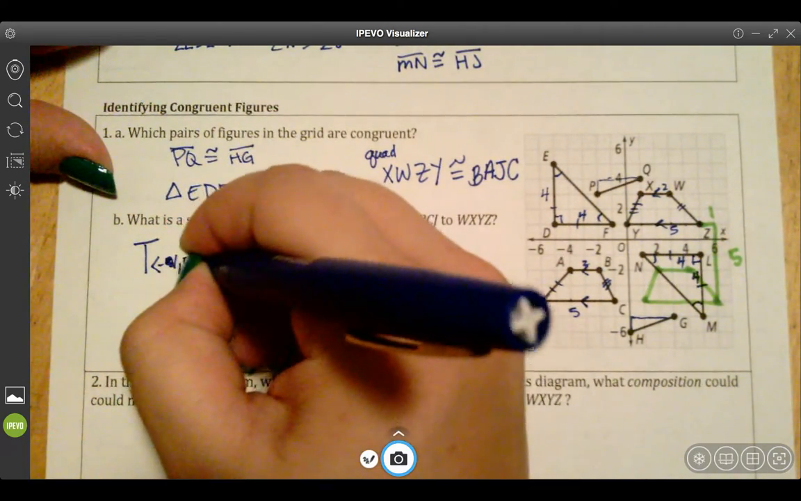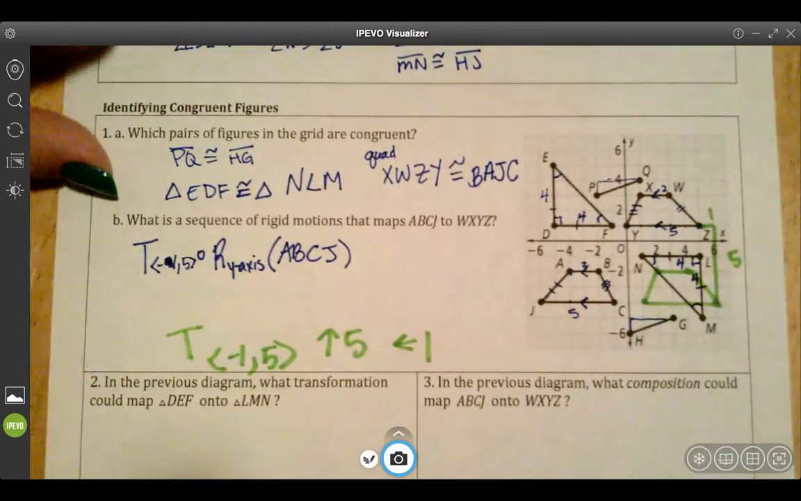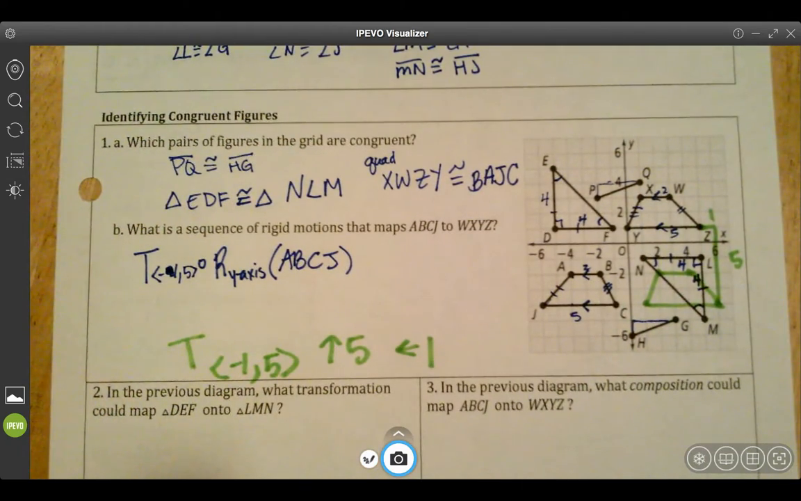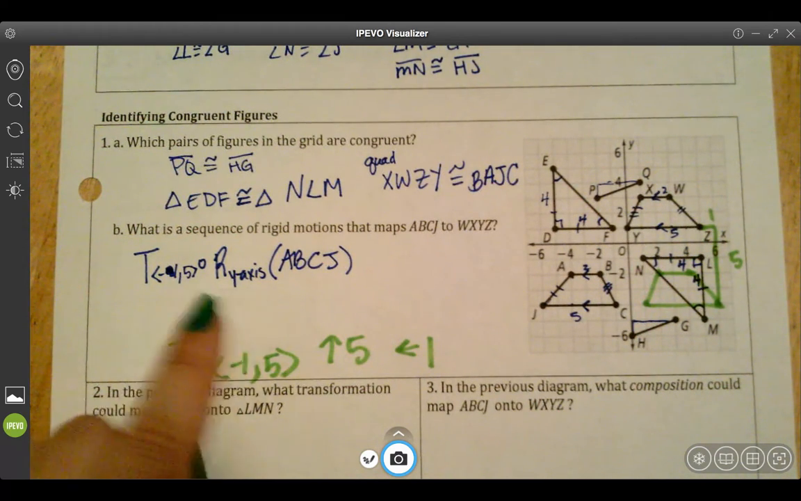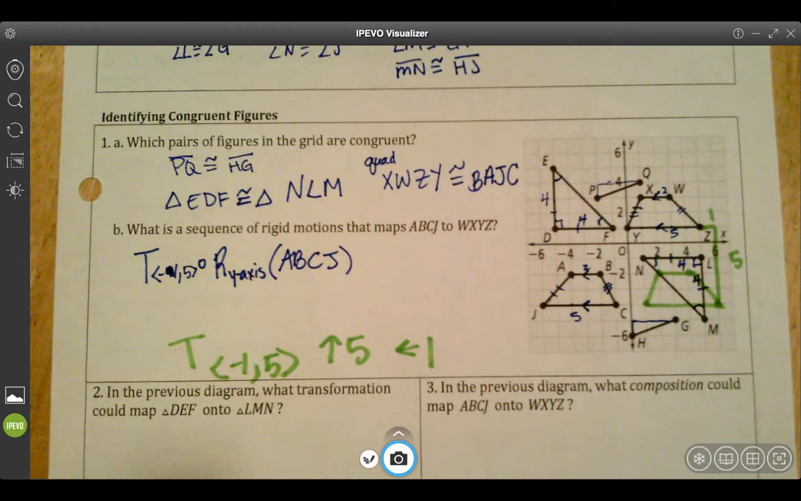-1, 5. Okay, now because this is a slide or a translation and a reflection, this is a glide reflection. Let's take a look at the next example.